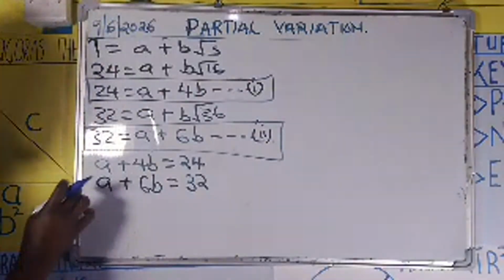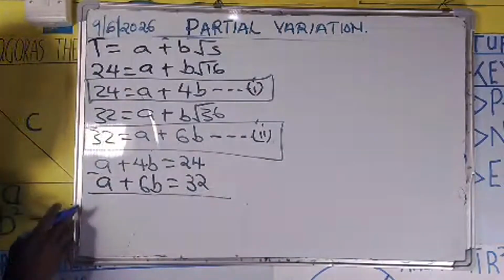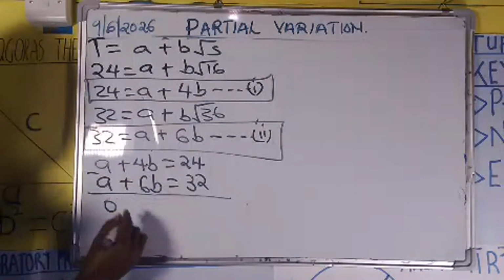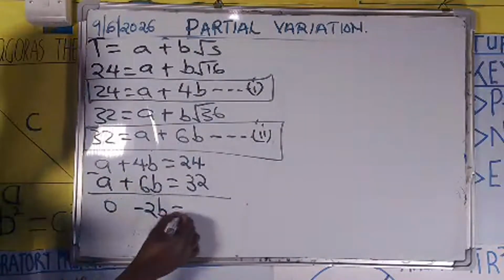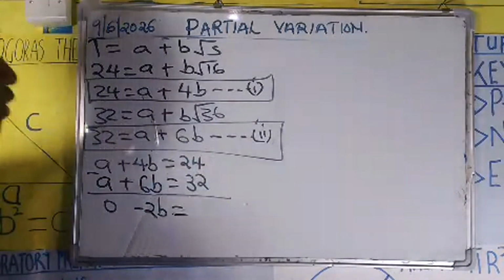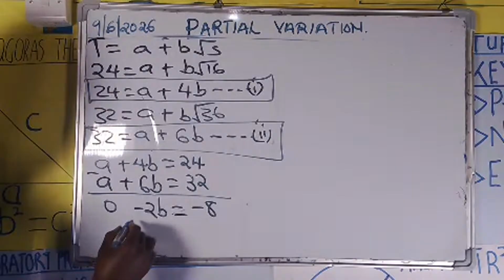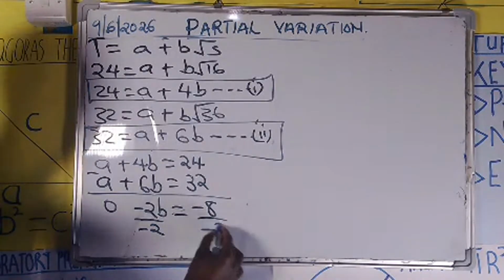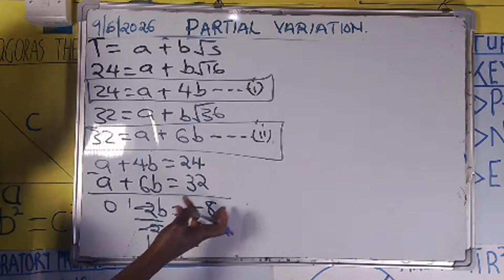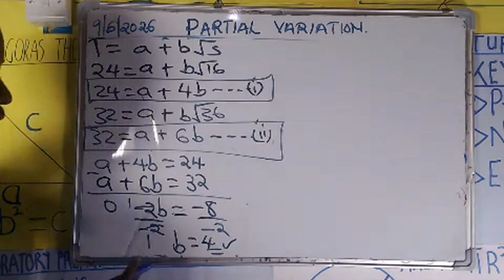With these linear equations, we have A and A, so we can go straight to the point and subtract. A minus A is 0. 4B minus 6B is negative 2B, is equal to 24 minus 32, which is negative 8. Then we divide both sides by negative 2, and when we simplify, B is equal to negative 8 divided by negative 2, which is 4. We have already determined the value of B.